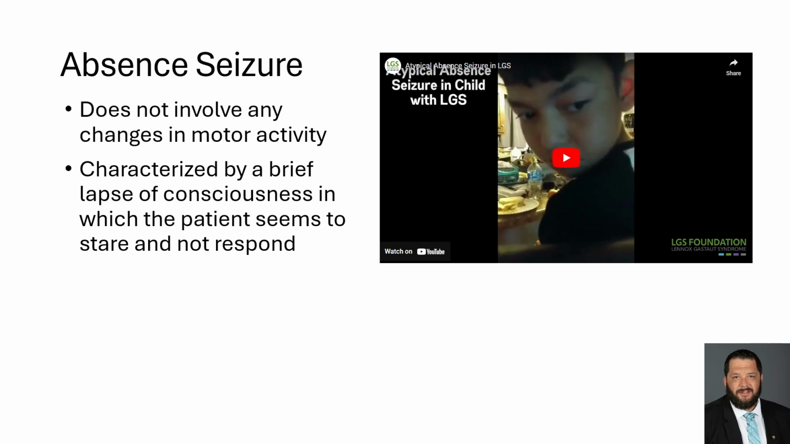Rather, it's hallmarked by a period of the patient being completely unresponsive. They still maintain motor tone, so they'll be standing upright, but the patient won't engage most of the time with any stimulus in their outside environment. So I'm going to pause just a second and play this short video from the LGS Foundation because it's not something that you would typically think of as a lay provider or lay person as a seizure, but this is a definite seizure event here.